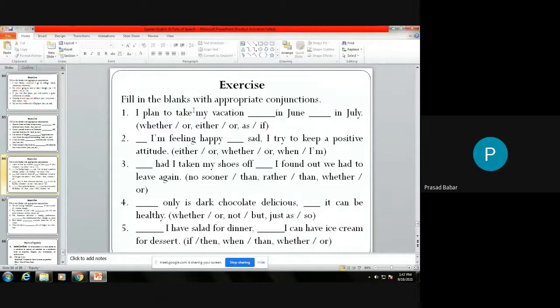Either or is the most suitable option. Okay. Either I'm feeling happy or sad, I try to keep a positive attitude.